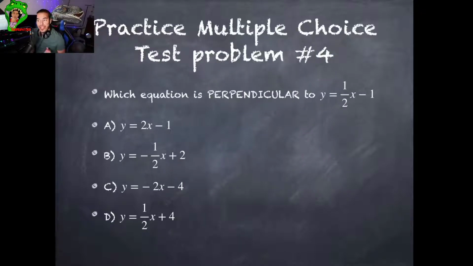Practice multiple choice test problem number 4. The reason I have this one in here is because these types of problems come out in tests pretty often. Now, not all of them, right? There's harder ones, easier ones, etc. But this is one that you'll see pretty often. The difference is that they put it on there to see if you just know the basic part of what parallel and perpendicular lines are. And a lot of times people don't know that part.